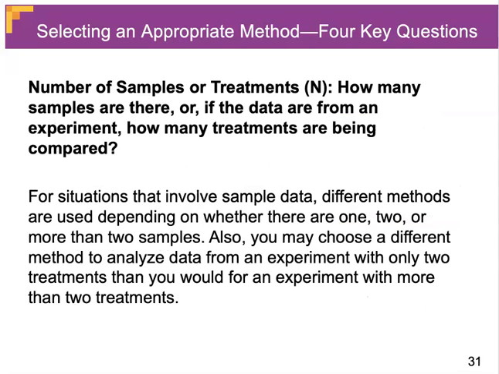And then finally, we want to know how many samples or treatments there are. So knowing how many samples there are, or if the data are from an experiment, how many treatments are being compared, is going to help us again know what kind of method to use, because there are some methods that are appropriate for a single treatment or a single sample, and then there are other methods that you would use if you had multiple samples or multiple treatments.